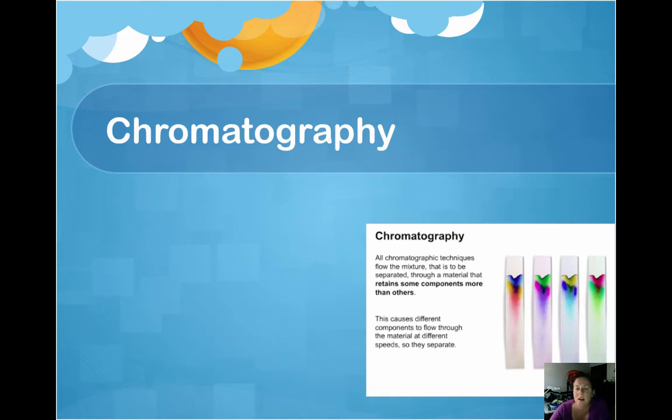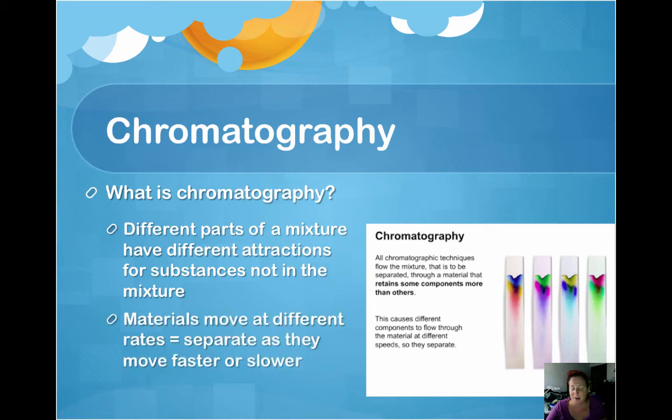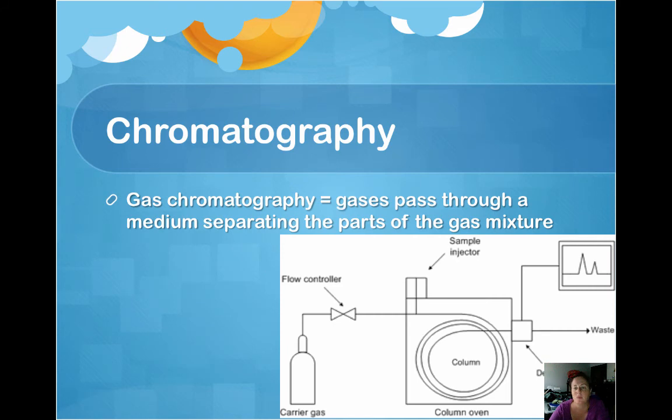Chromatography is another method that's used to separate mixtures. Chromatography is used to separate different parts of a mixture when they have different attractions for substances not in the mixture. As it says in the picture, it allows things to flow through and separates them by their components. So different components flow through the material at different rates. Gas chromatography is when gases pass through a medium that separates the parts of the gas mixture.